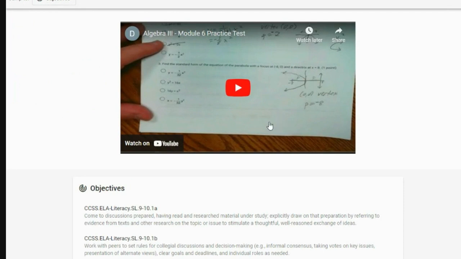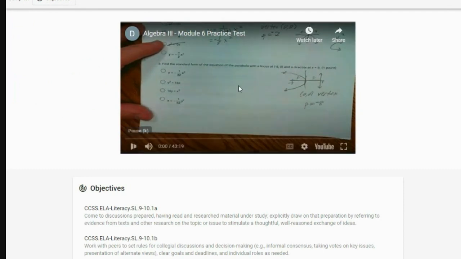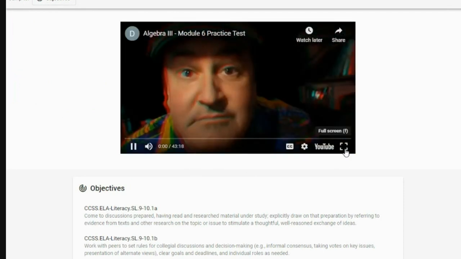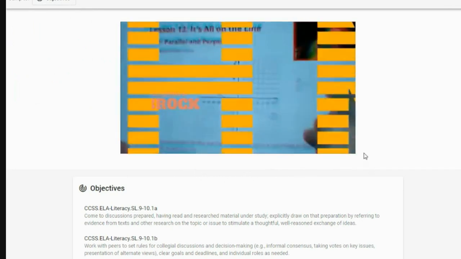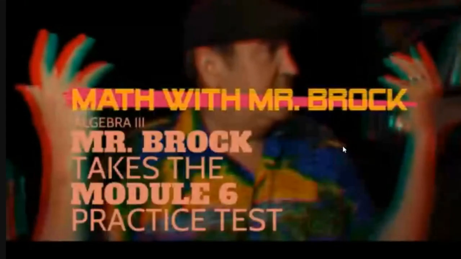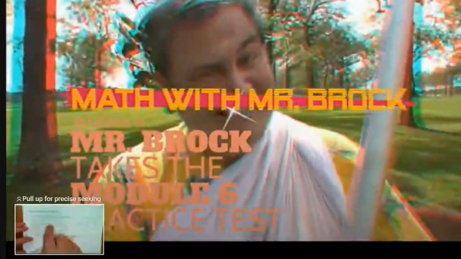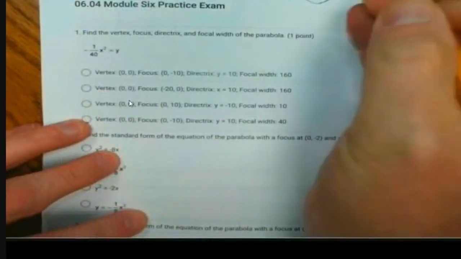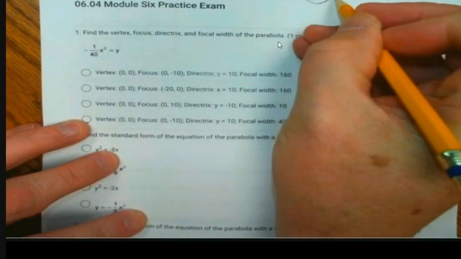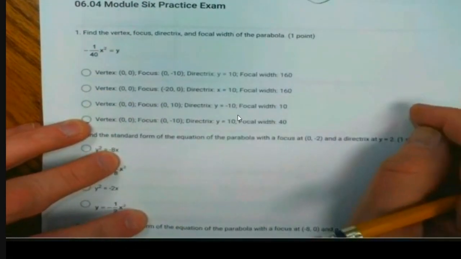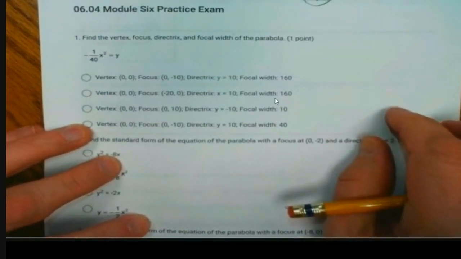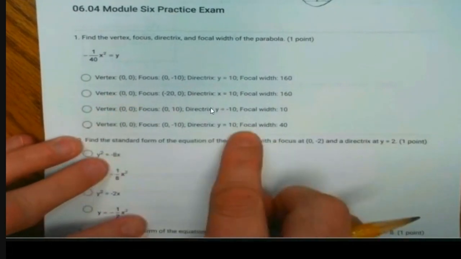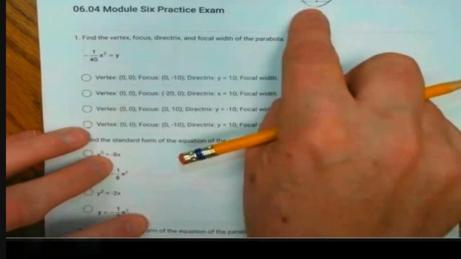Then you can go here, and here is the video of me taking the same test. Let's see how long that video is. 43 minutes. Woo. But you don't have to watch the whole thing. I'm showing how to work that first problem right there, and I go through all the details on how to figure out which answer is correct. But if you did that right, skip that one.